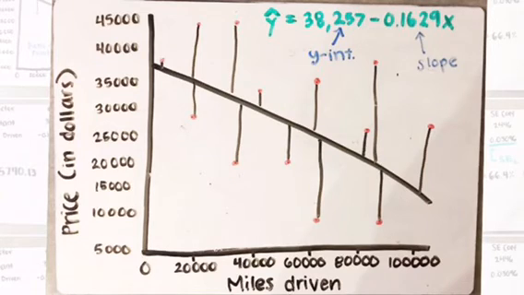The general interpretation for the y-intercept is the predicted response variable when the explanatory variable equals 0 is blank. In reference to the least squares regression line shown, the y-intercept a equals 38,257 is a predicted price of a car that has been driven 0 miles.